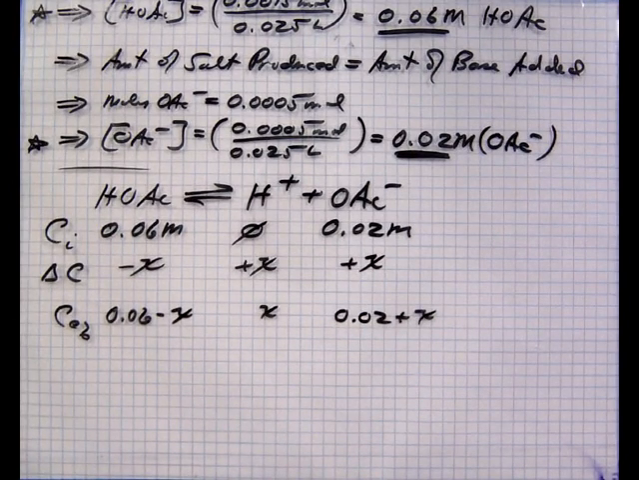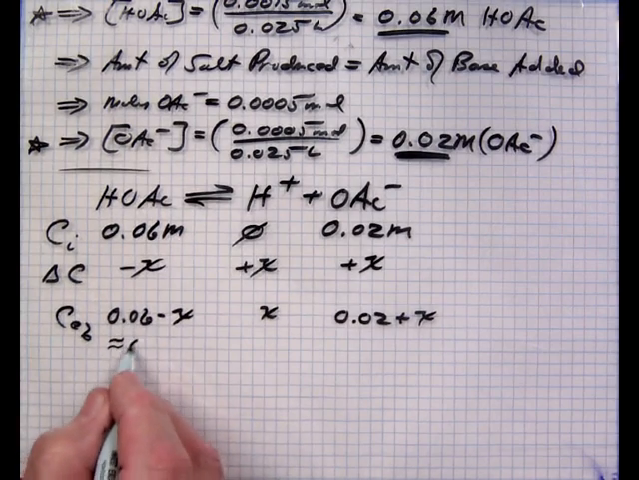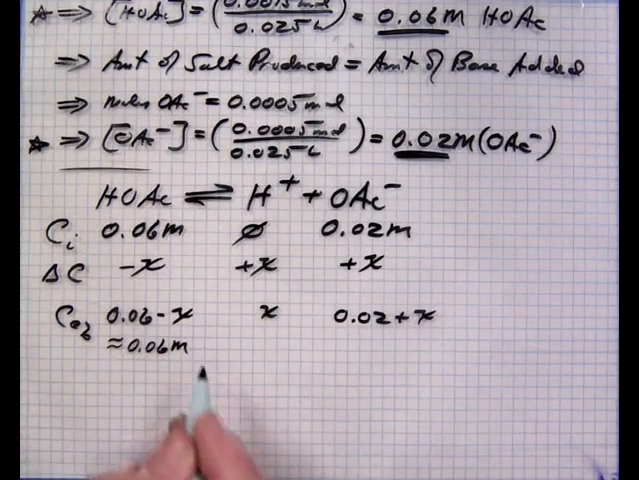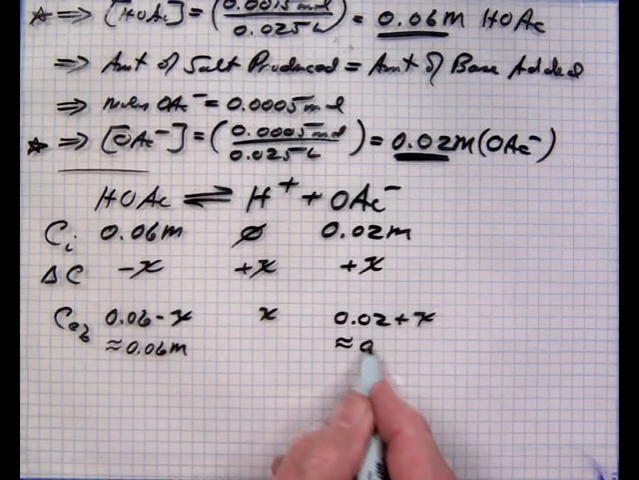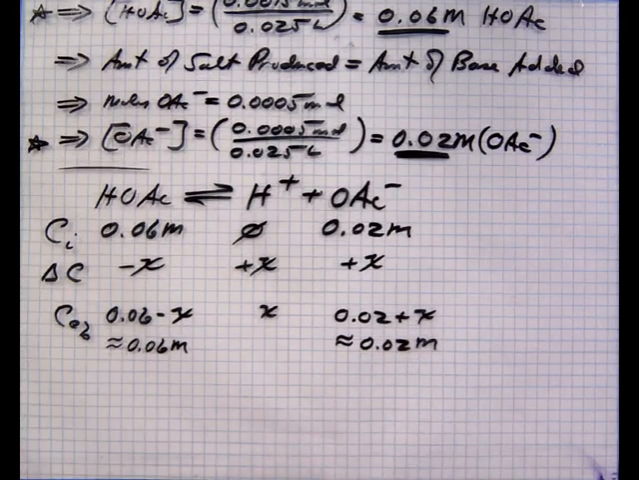Well, X is going to be in the order of 10 to the minus 4, 10 to the minus 5, 10 to the minus 6. So that's a very, very small number, so we can drop X without experiencing any error. So we can just approximate this at 0.06 molar and approximate this at 0.02 molar in those ions.